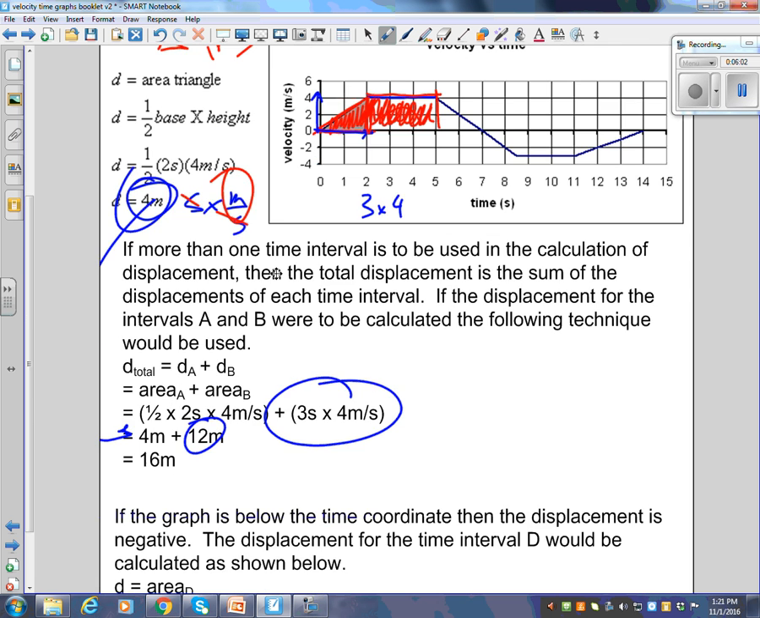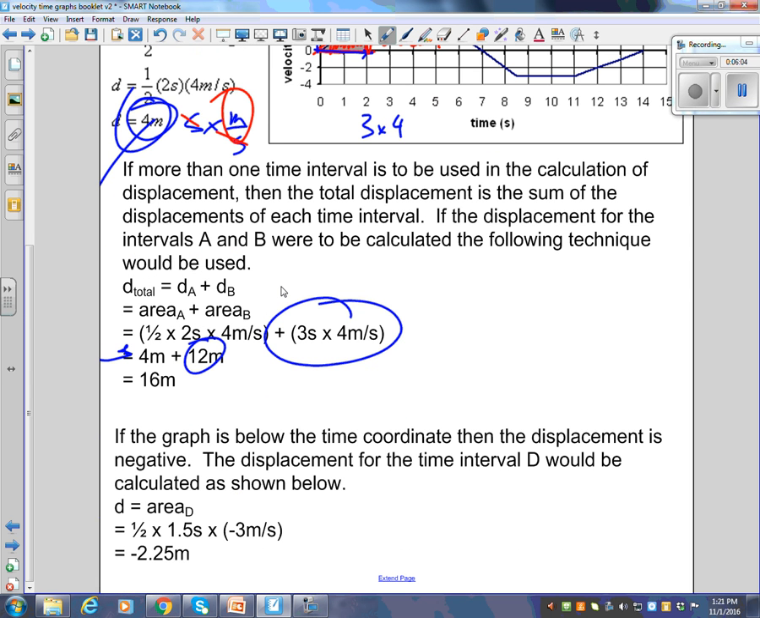Okay. Now, what do you think you do when the graph is below the axis? Below the axis means the velocity is negative. So, which way is the displacement? Negative. So if the graph is below the time coordinate, then the displacement is negative. The displacement for the time interval D would be calculated, shown below. So here's what you do.